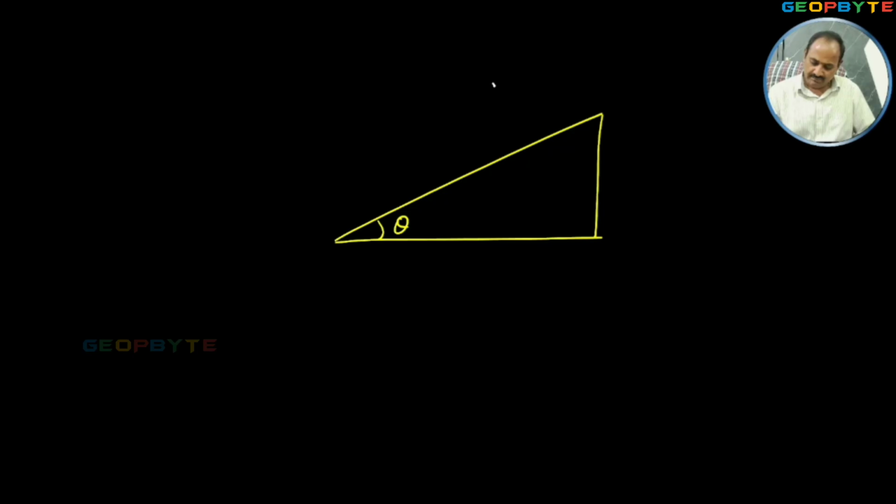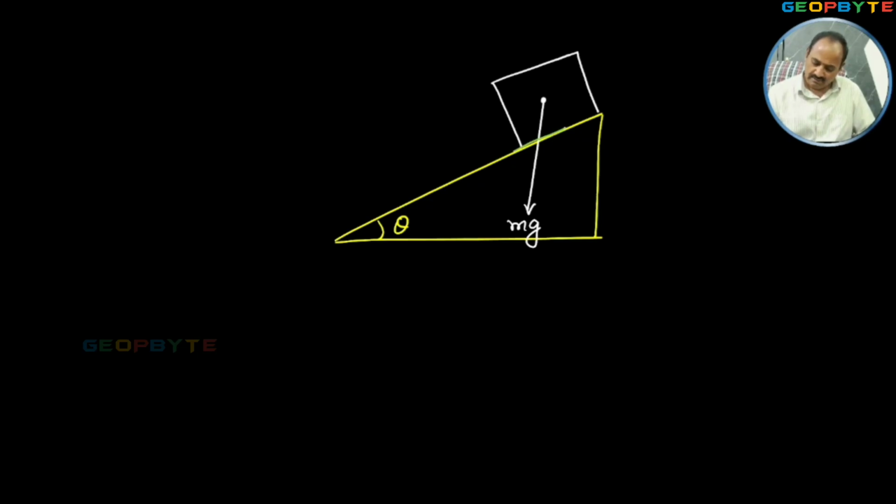Let me mark the car location. This may be the car location. Then this is the center of gravity of the car. Through the center of gravity, weight is acting vertically downwards.